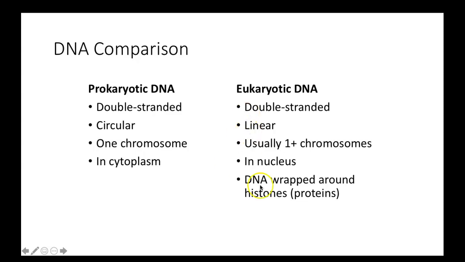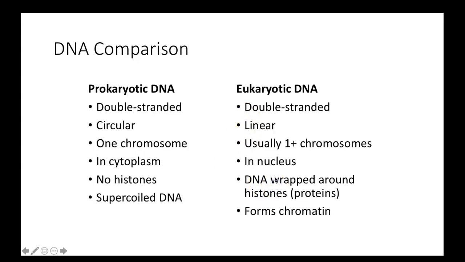And then eukaryotes are going to have DNA wrapped around histones. Prokaryotes have no histones. And DNA with its proteins is called chromatin. And then in prokaryotes, it's just supercoiled DNA, just DNA by itself. So if you need to keep writing, go ahead and pause because I'm going to move on. It's important to know those differences.